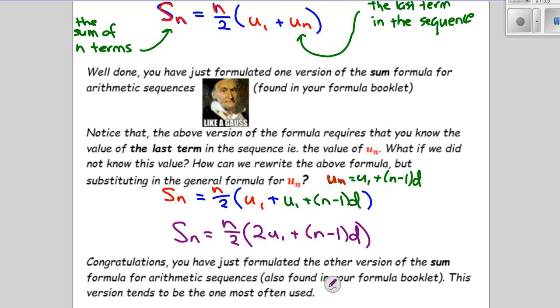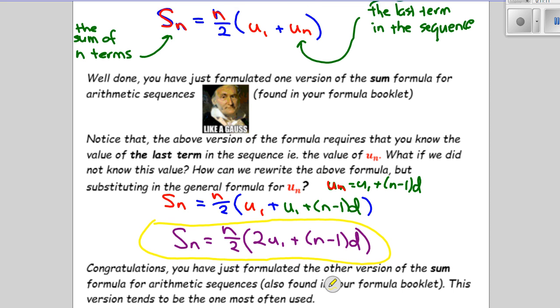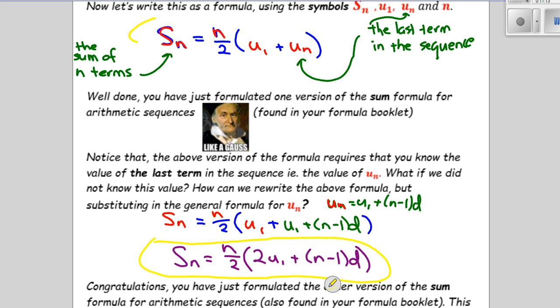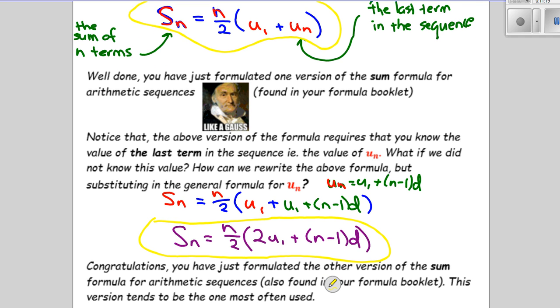So to highlight that, I'm going to put a nice yellow thing around it. So these two yellow versions are in your formula booklet. And so the whole point of that was just to point out that these are technically the same formula. It's just that this one has the u of n formula subbed in.